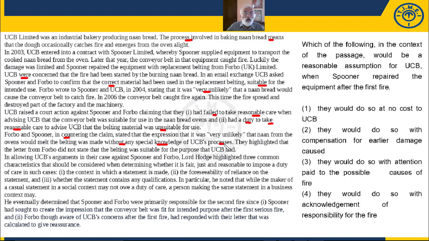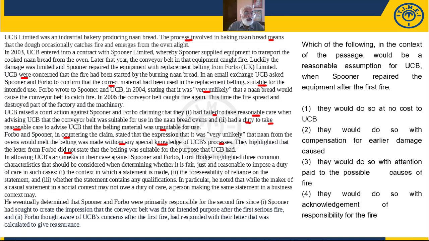So they are now hiding behind two statements. They're saying very unlikely doesn't mean that we knew what the process is, and very unlikely does not amount to saying that the belt is suitable. Very unlikely to catch fire does not amount to saying, so they are saying they did not state. So they are hiding behind the fact that they did not actually state that. But the point is that they implied it. They did give the impression that it was not likely to catch fire.